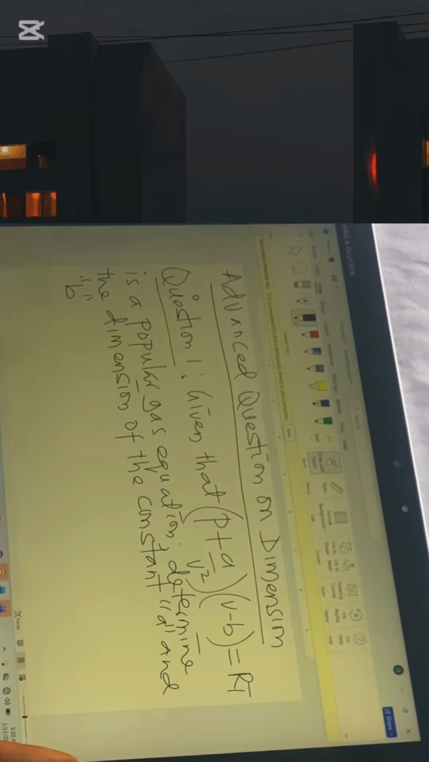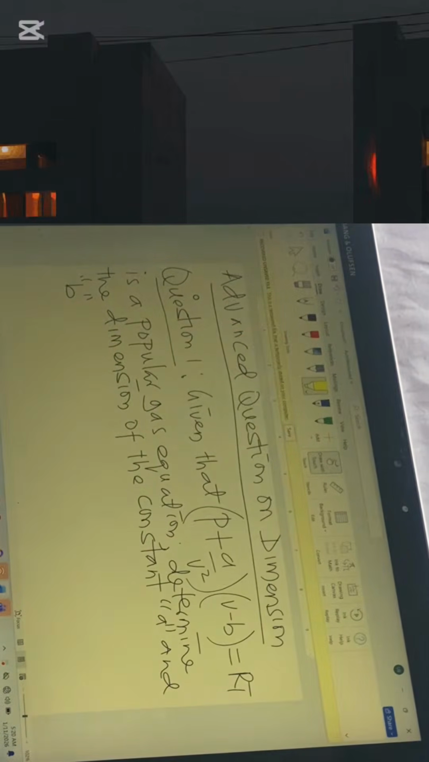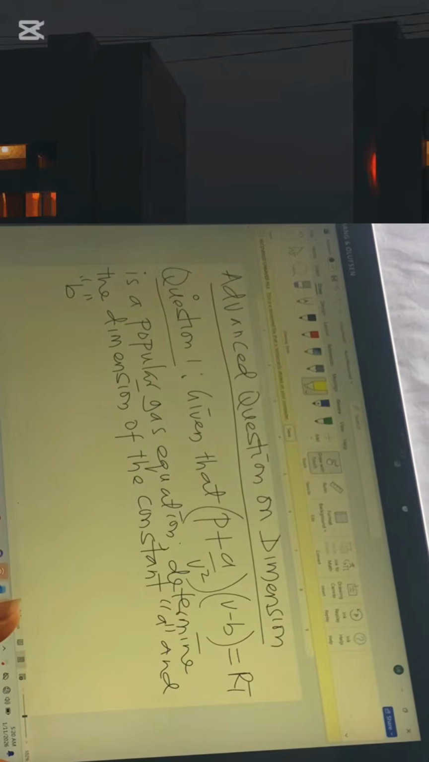In this video, we're going to focus on advanced questions on dimension, and we're taking question 1 here. That is this. But before we solve this question, let's understand the question perfectly. They said, given that P plus A over V squared.